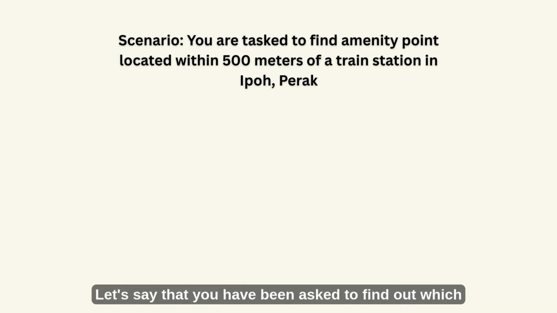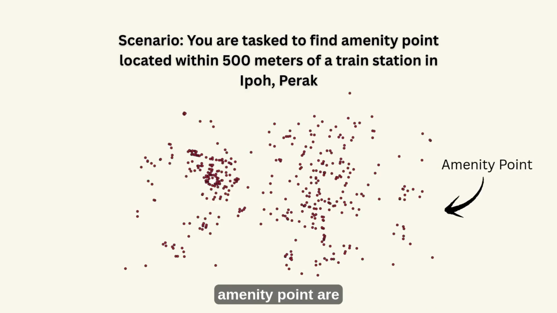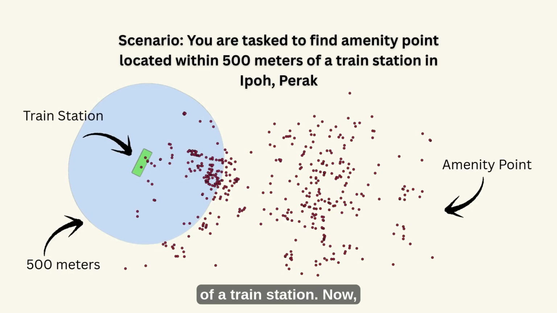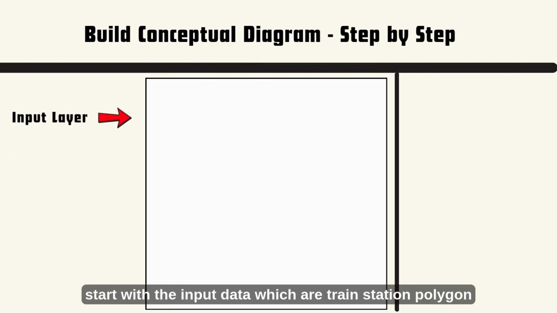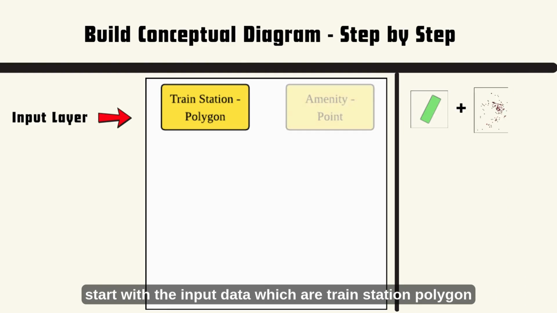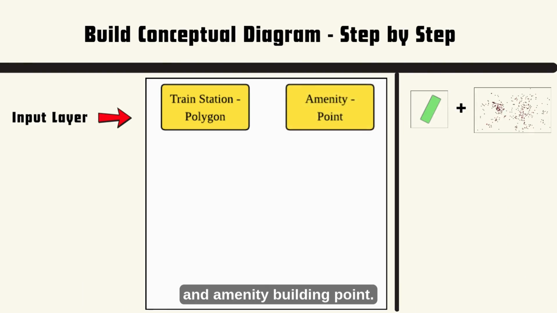Let's say that you have been asked to find out which amenity points are located within 500 meters of a train station. Now, let's construct the conceptual diagram for previous example. Firstly, start with the input data, which are train station polygon and amenity building point.